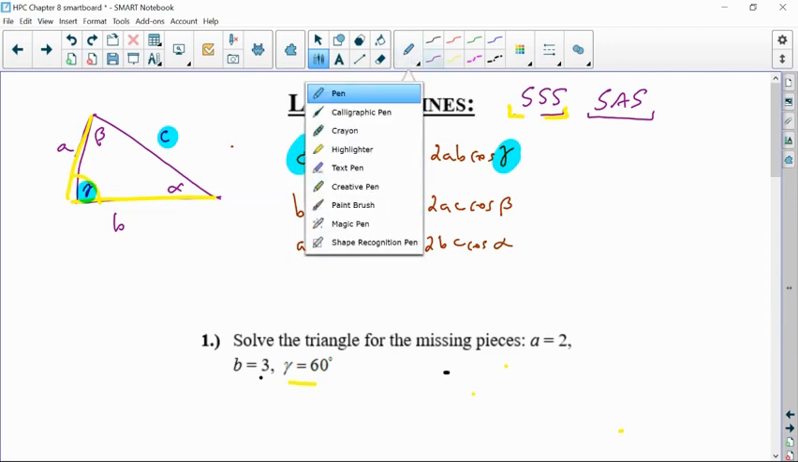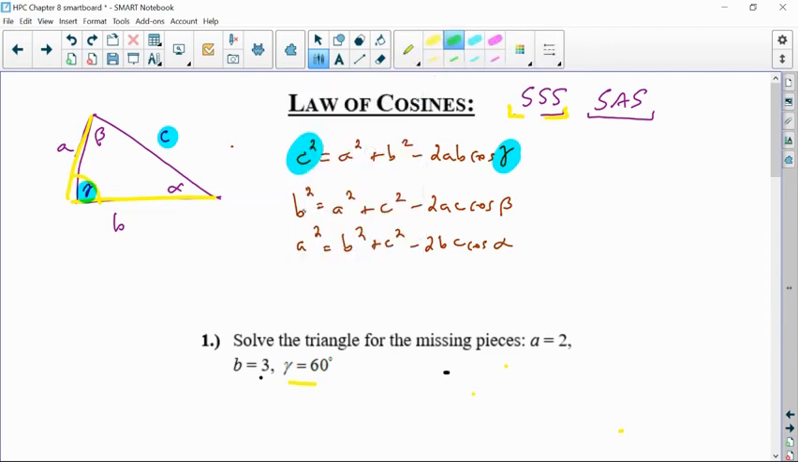So just make sure that when you set this up, whatever you call it, that this side and this angle are opposites or correspondingly, right? And same thing here, that this side and this angle are opposites of each other. Okay, so let's solve a couple of examples.